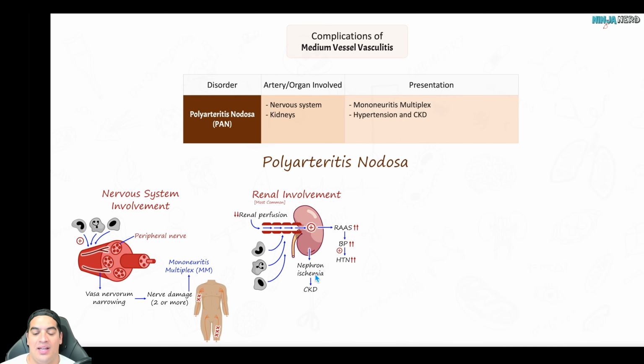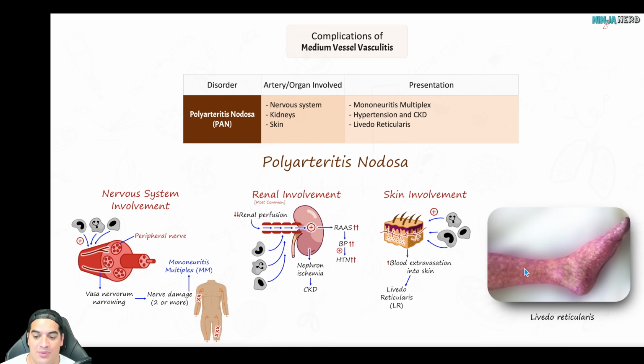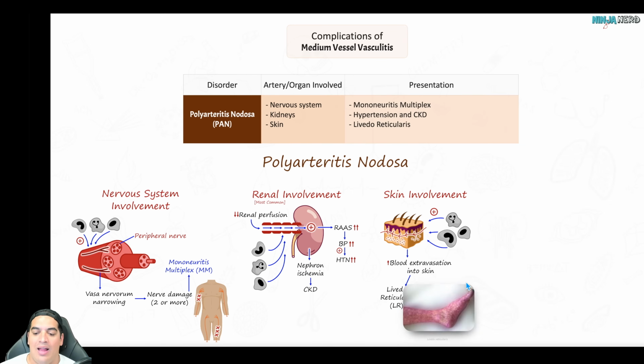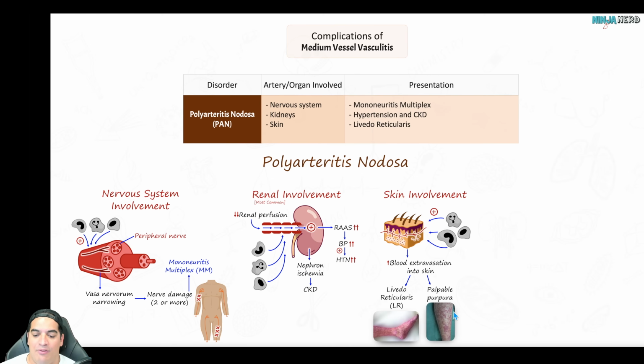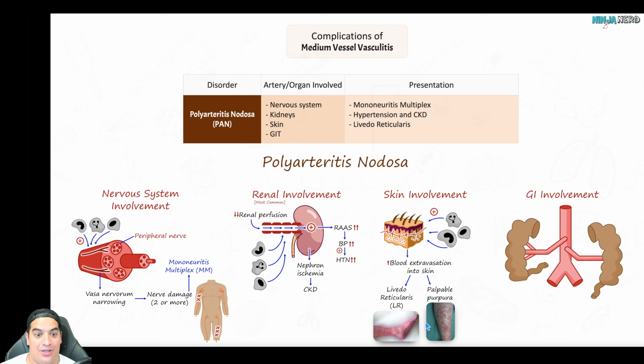If that happens, you can start to develop kidney injury, especially chronic kidney disease. So these are really, really common features we see in polyarteritis nodosa, especially if you see the mononeuritis multiplex. They also love to hit the skin, especially the vessels in the dermis, and cause the blood to extravasate here and cause things like livedo reticularis, which is this lacy appearance, as well as purpuric lesions that are palpable that appear on the skin. Again, big thing for both of these is they do not blanch.